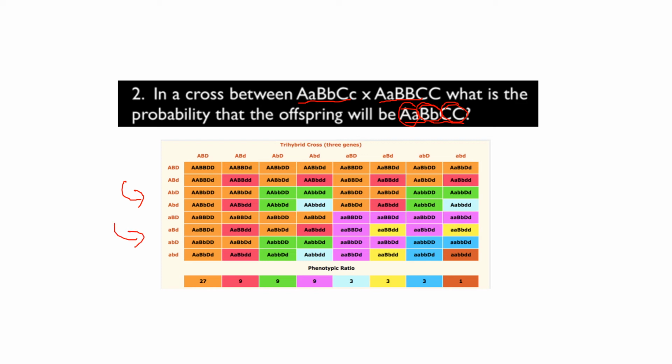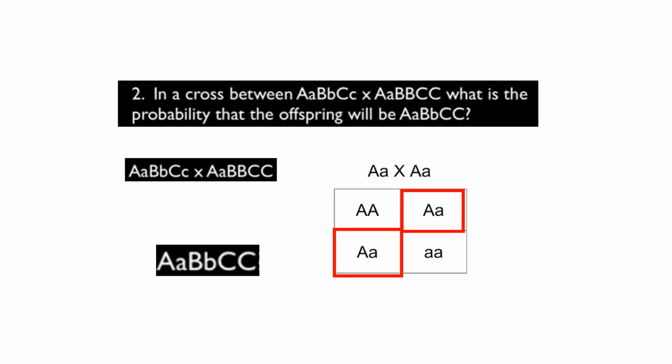You can start counting. Even if I give you the Punnett square, you can count, but this will take you a long time. However, if you do it in a different way, with the multiplication rule, it is much easier. What you have to do is first take each one of the genes. In this case, let's start with the A.